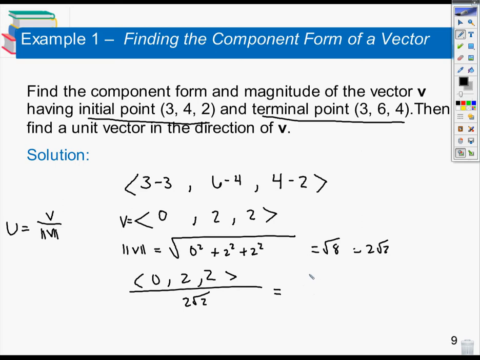Right, so 0 over 2 square roots of 2, that's just going to be 0. 2 over 2 square roots of 2 will be 1 over the square root of 2, which I can rationalize, square root of 2 over 2. And 2 over 2 square roots of 2, again, is going to become square root of 2 over 2 once I rationalize the denominator.